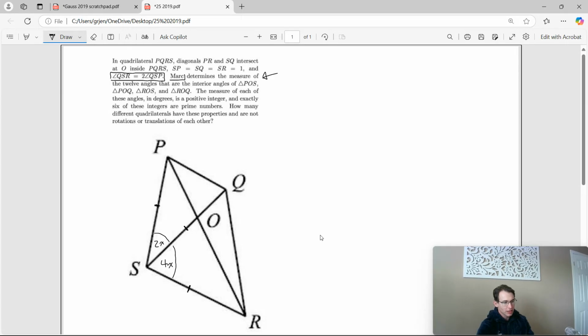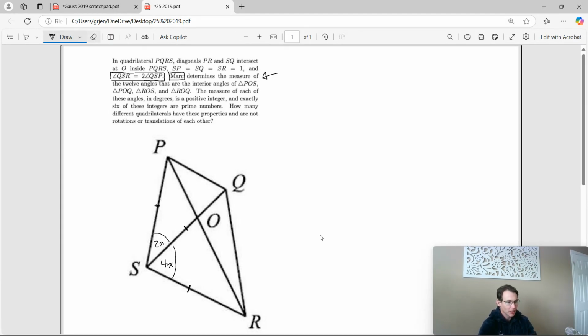Now, Mark is this math maniac, and he's gone and determined every single interior angle in here, found that all 12 of them are positive integers when the angles are expressed in degrees, and exactly 6 are prime numbers, and we have to find out how many possibilities for PQRS there are. Okay, it's fun, I promise. It was fun for me.